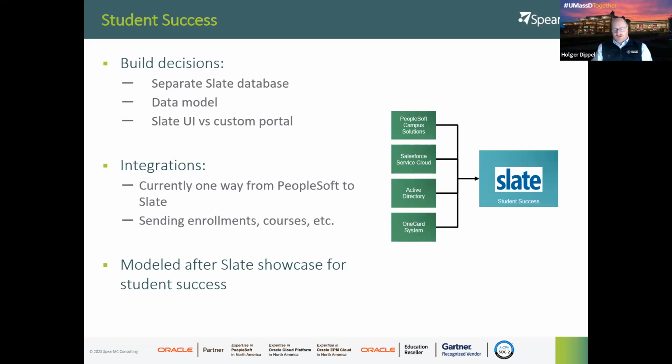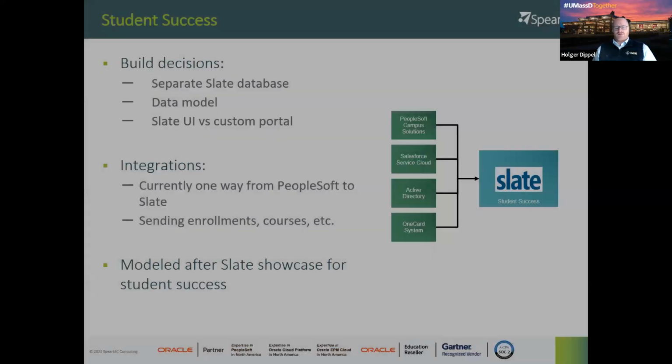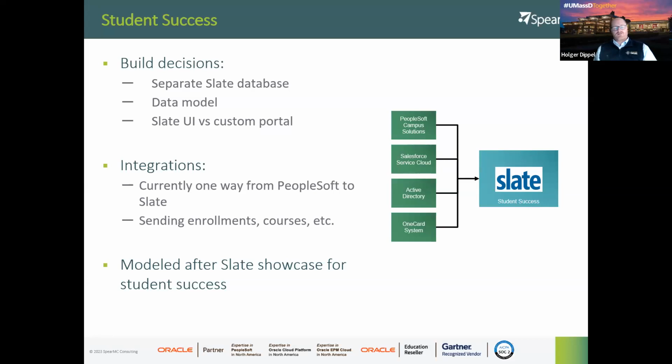And you may have heard this expression, the 360 view of a student. So we're slowly building that in Slate. You see here what we're aggregating. We're using data from PeopleSoft Campus Solutions. That's basically the academic stack: the enrollments, term stats, program plan. We pull in data from Salesforce Service Cloud, which is the support cases. We're also pulling in data from Active Directory to reflect their campus single sign-on account status, and from the OneCard system.